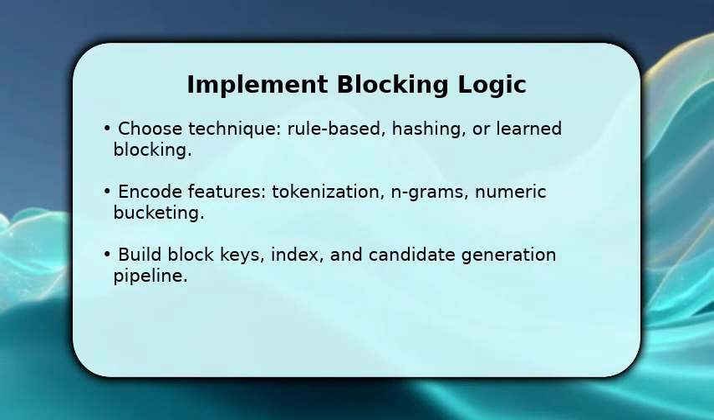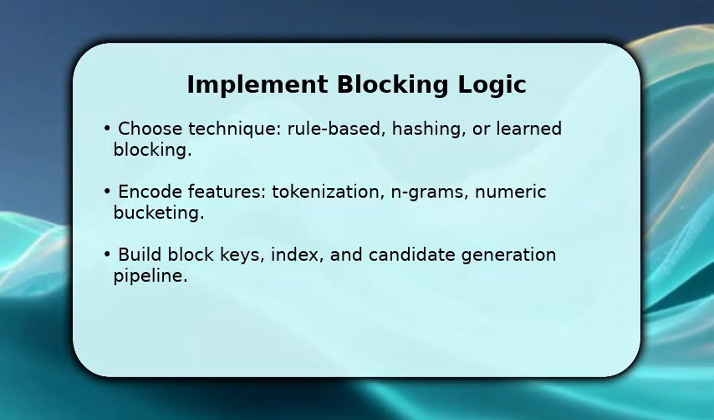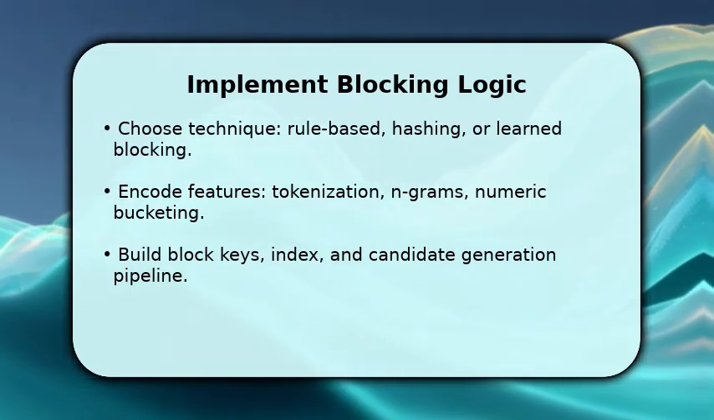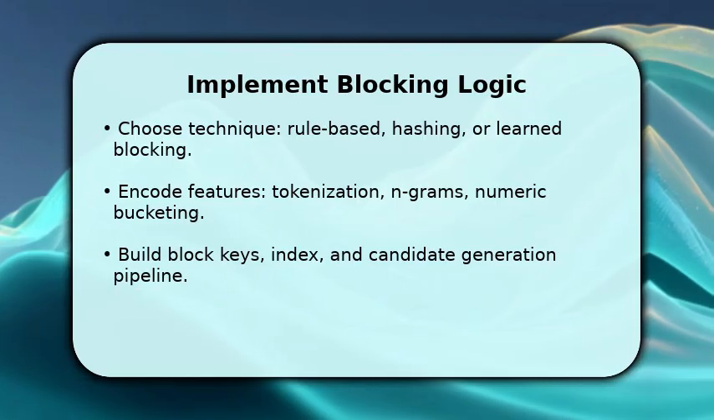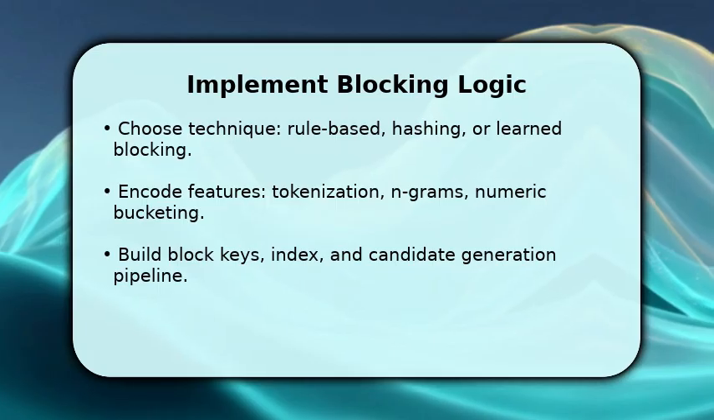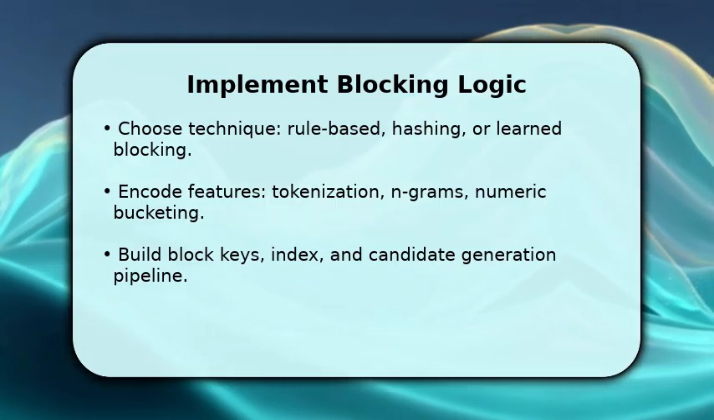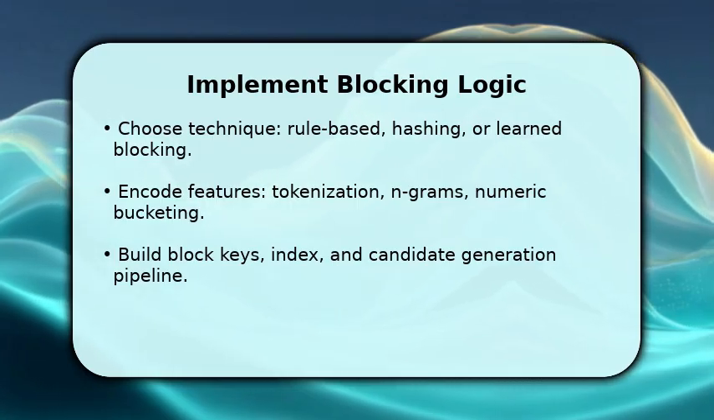Now implement the blocking logic itself. Begin by choosing rule-based, hashing, or learned blocking depending on precision/recall trade-offs. Then encode features, tokenization, n-grams for text, or numeric bucketing for continuous fields so keys are stable. Use those encodings to construct block keys and build an inverted index for fast lookup.